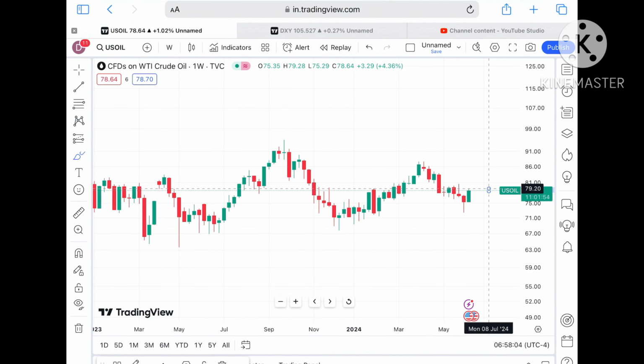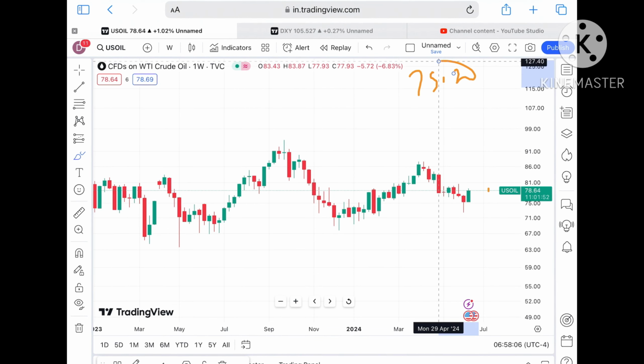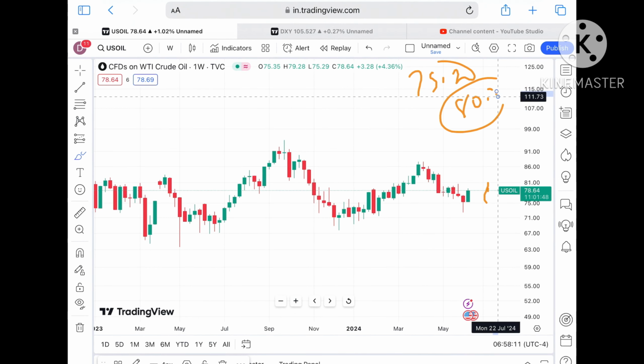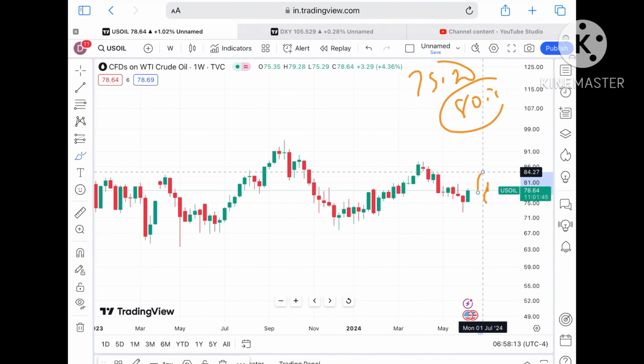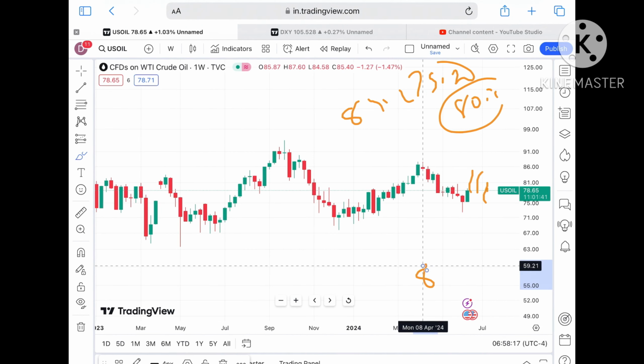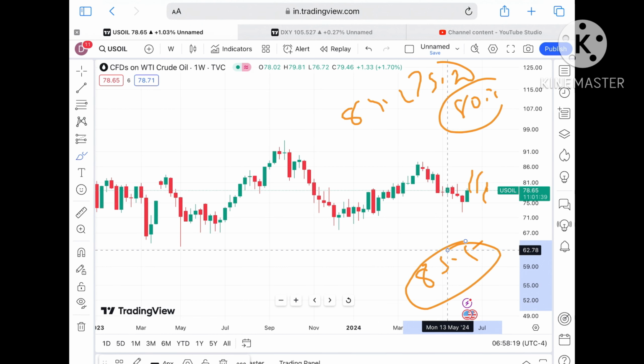Suppose if the price sustains this level, we can see it will go towards its next resistance of 79.2, and if that sustains, it will cross a level of 80.9. Okay, if the price keeps moving above that particular zone, chances of crossing a level of around 84.21, and from there a probability of crossing a level of $85.5.